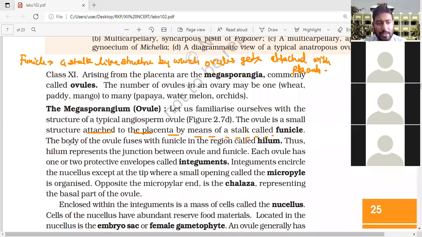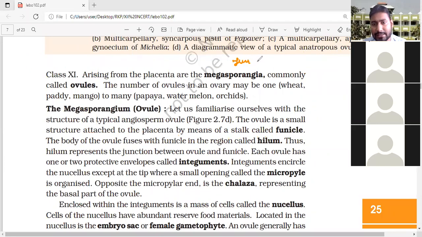The body of the ovule fuses with the funicle in the region called hilum. What is the hilum? I told you also, it is the junction where the ovule is attached with the funicle. That is called the hilum. Just clear your concept.